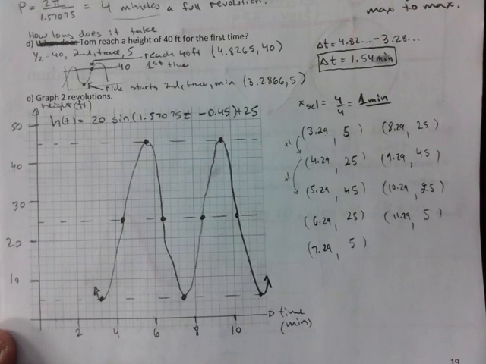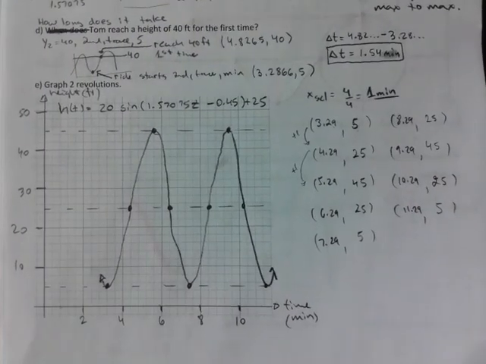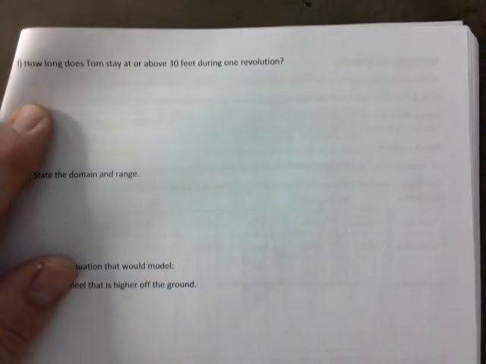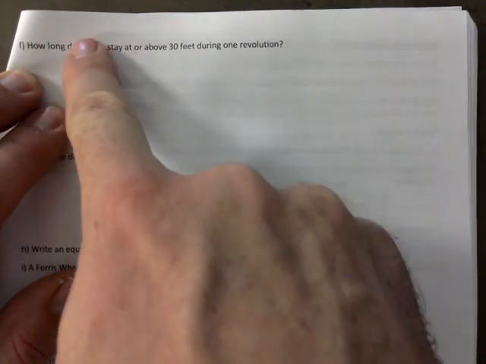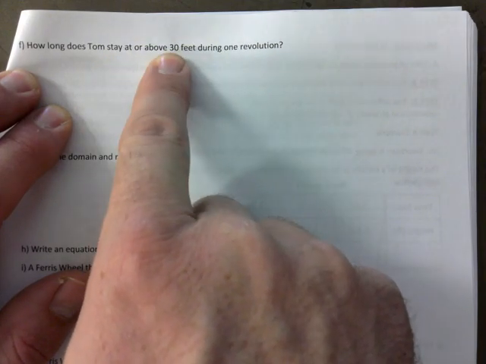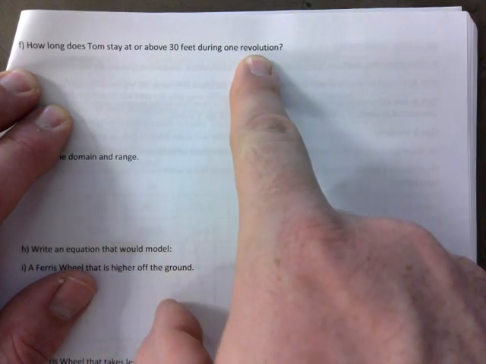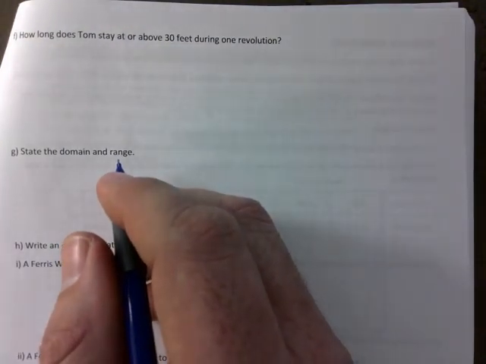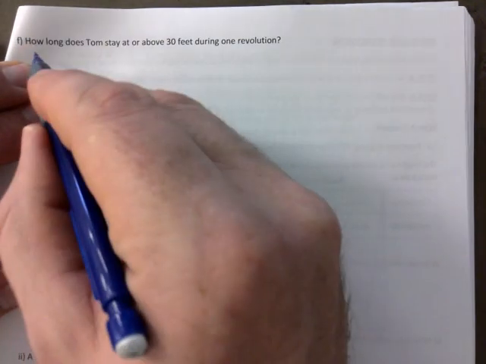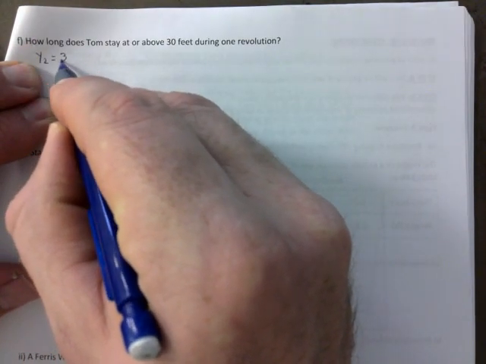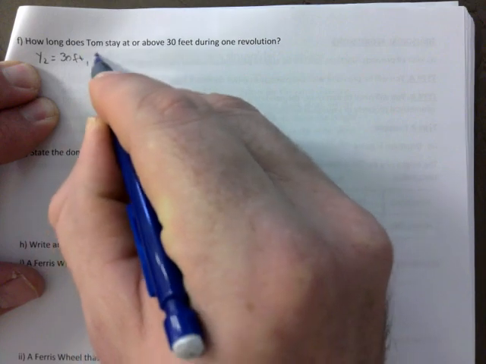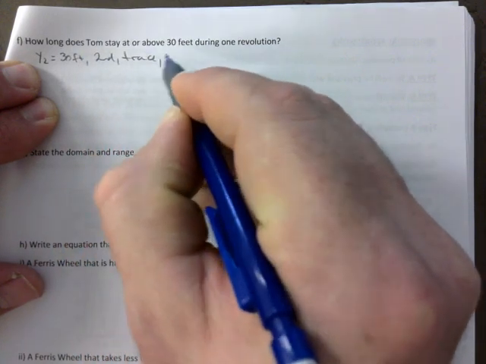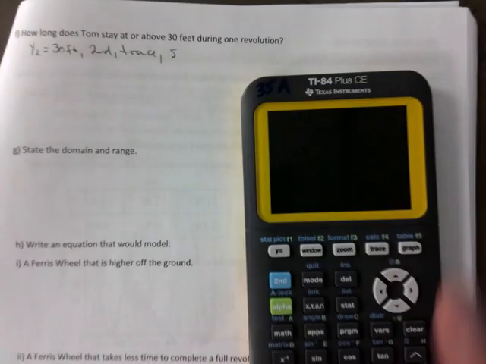Okay, let's keep going. On page 20, there's more. Some of the nuances you need to be able to figure out. How long does it take Tom to stay at or above 30 feet during one revolution? So this is going to be actually interesting. Make sure you write this down. So y2 is equal to 30 feet, right? And we're going to go second, trace 5. But here you have options. You like options, don't you? Okay.